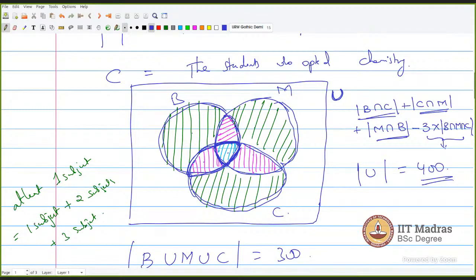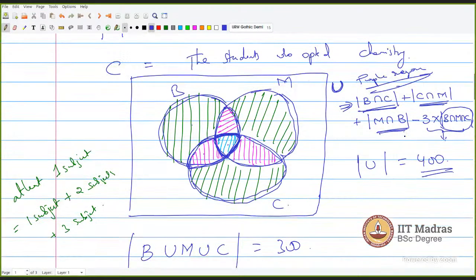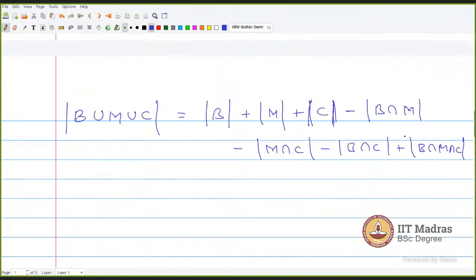When I take these three regions, I am actually taking this inside region 3 times, but I don't need that region. So I will subtract it 3 times. Ultimately our purple region is this thing, so we have to compute this. We know B intersection M intersection C. We have to find the cardinality of B intersection C plus C intersection M plus M intersection B. For that we will use this formula.